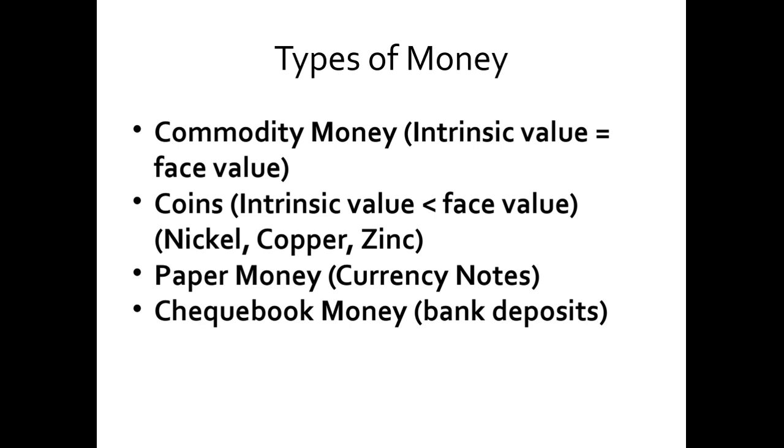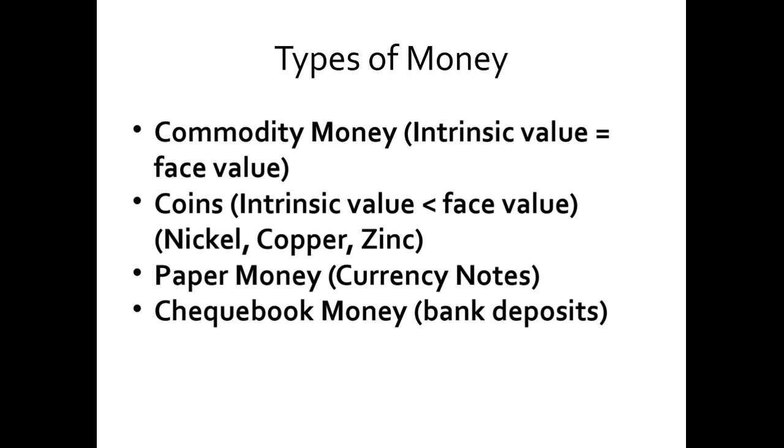Then we have coins. By coins, I mean, you make coins not with gold, let's say with nickel, copper, zinc. The price or the intrinsic value of these metals is much less than the face value of the coin. So, for example, if you have a coin, $2 coin, the face value of that coin is $2. But if you sell that coin as a metal, as a copper, nickel, or zinc, you're not going to get $2. That is coins. Then we have paper money.